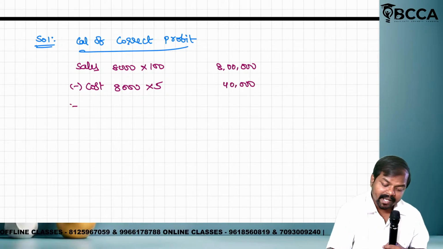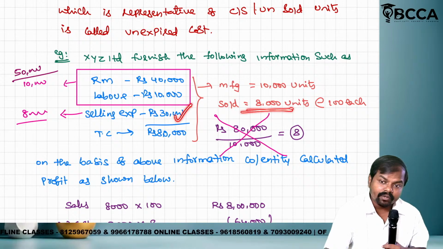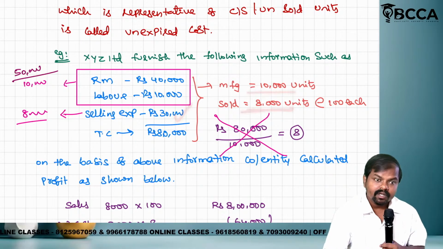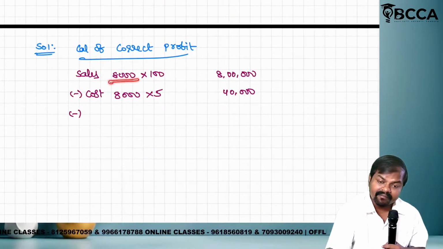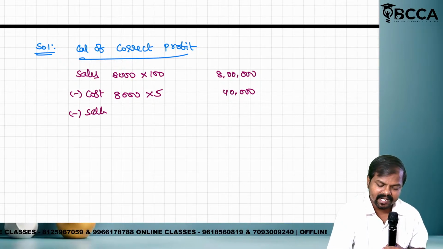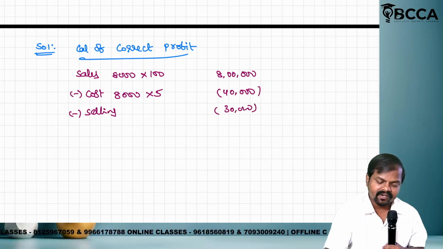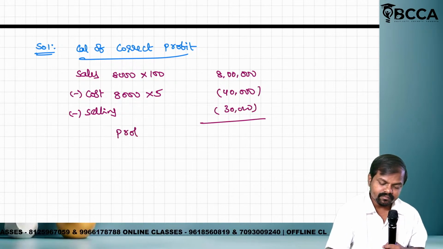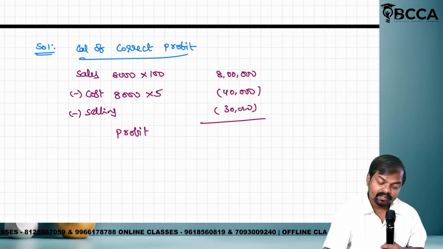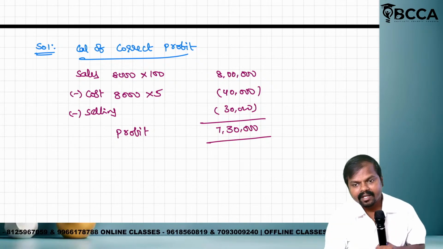8,000 into 5 is 40,000. Minus this 30,000, incurred for 8,000 units or 10,000 units? You are disclosing revenue for 8,000 units. That is the reason. Minus selling expense, 30,000. What is the correct profit? 7 lakh 30,000.